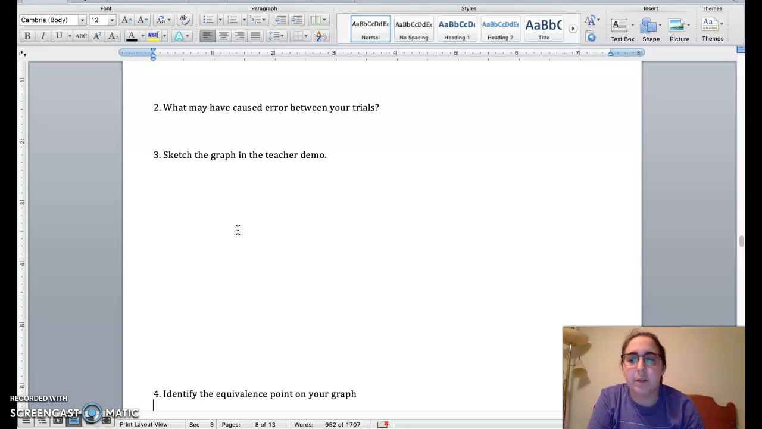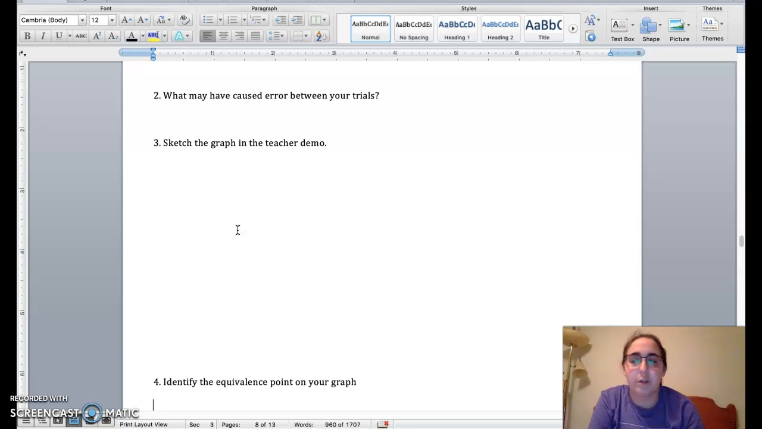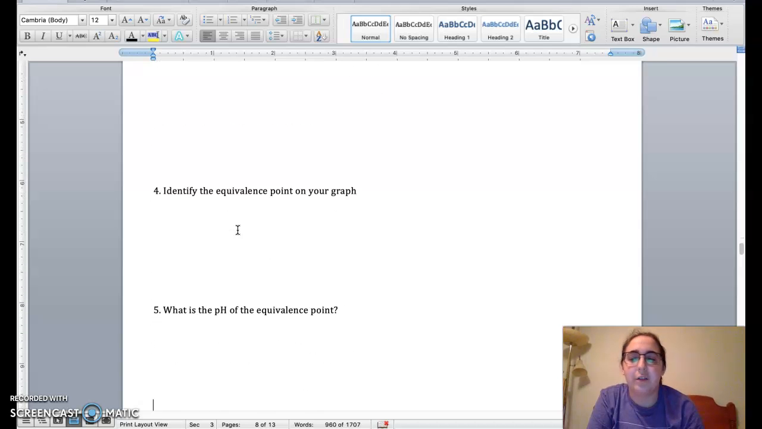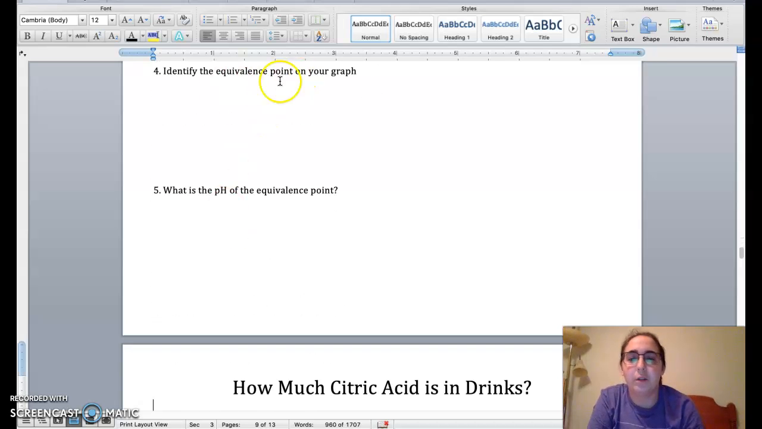Kind of a side demo I'm considering doing is running a titration while they're doing theirs with our Vernier Science probes to see if I can get a nice titration curve for them to look at. If that doesn't work, I'll probably just put one on the board and then have them sketch it, and then based on that, can they figure out what the equivalence point is and the pH of the equivalence point.